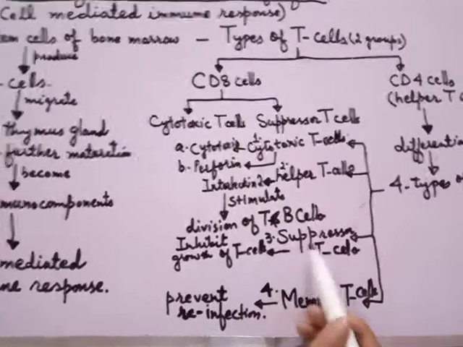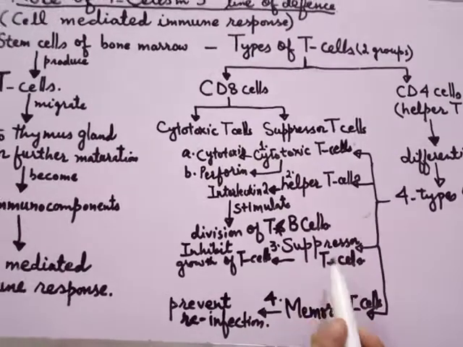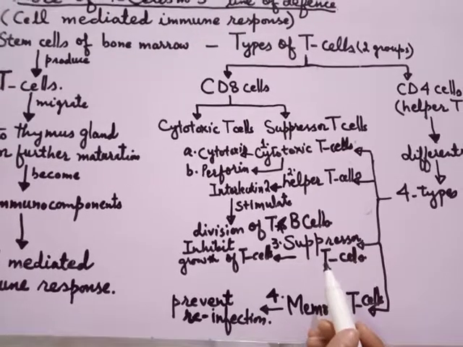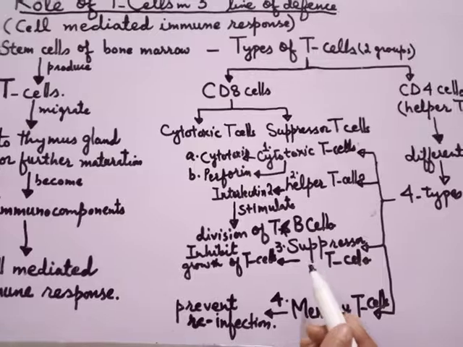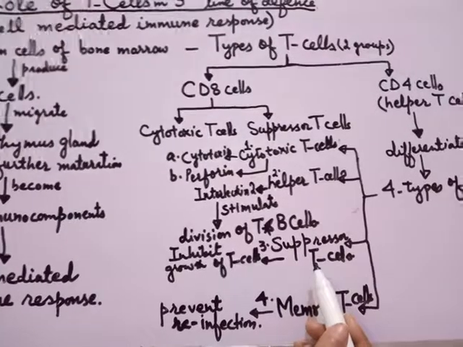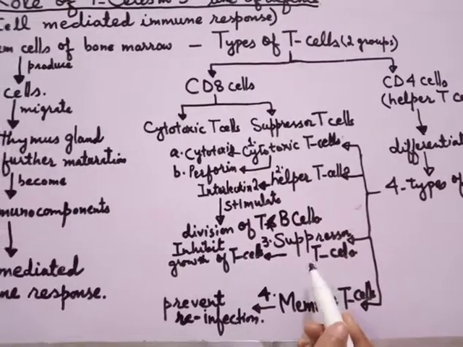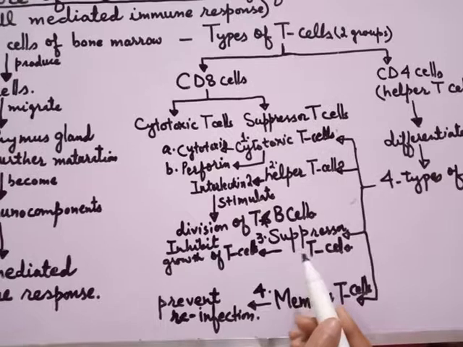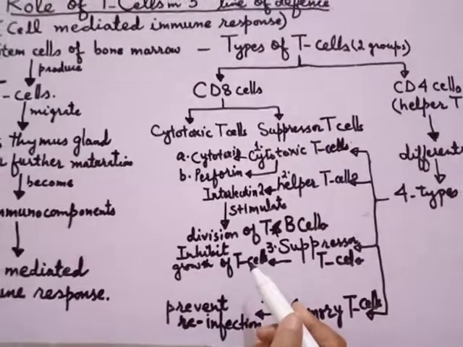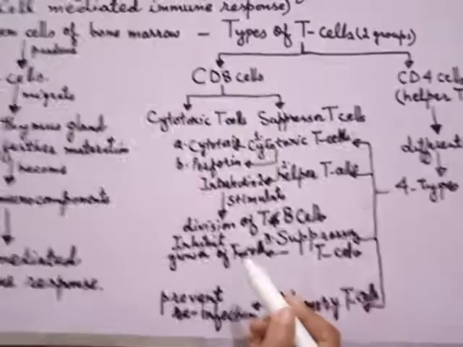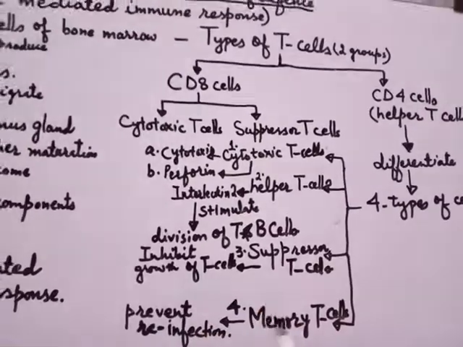And number three cells are called what? Suppressor T cells. When infection is successfully removed, these cells begin to secrete certain proteins that inhibit further proliferation of T cells, and therefore they shut down the immune response.